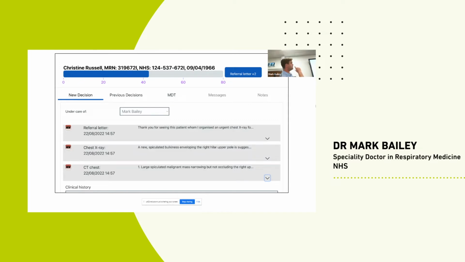And it says in the PIL, as we called it, on the top right, referral letter +2, that's telling you how many things need to be looked at. And on the screen, you can see referral letter, chest x-ray, and CT chest with a new box next to them. Those are new things you need to look at. You need to acknowledge them, have a look at them, and then actually, this is the decision point, as we called it, you need to make a new decision.